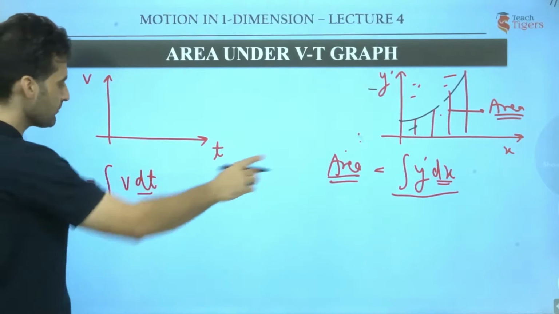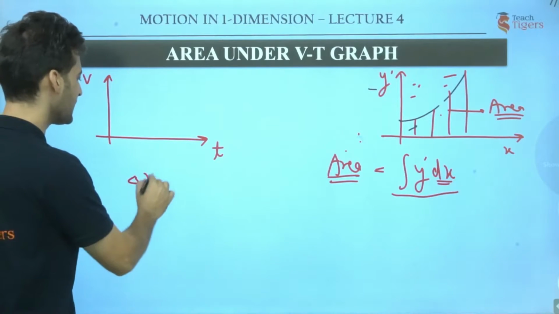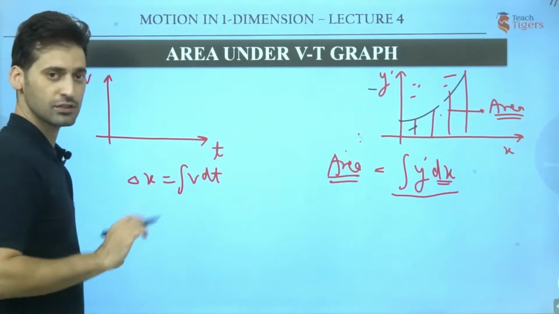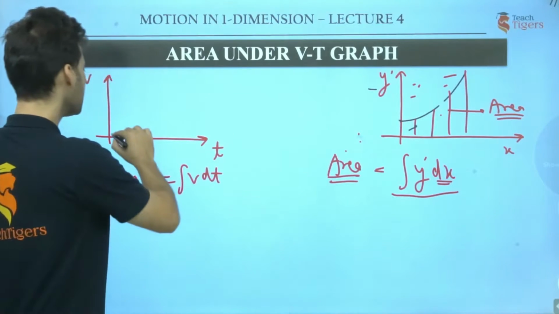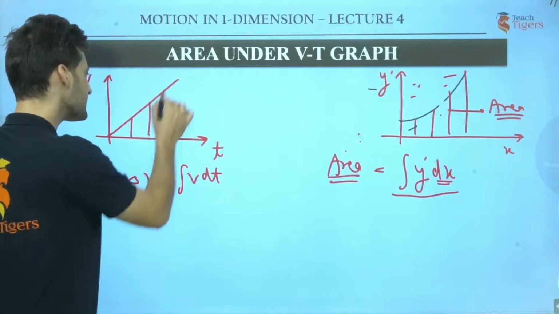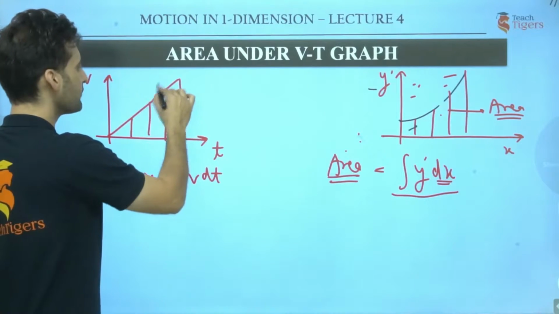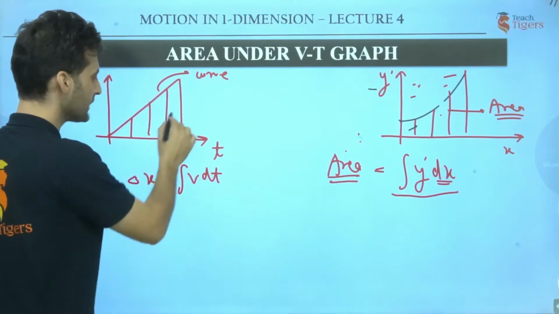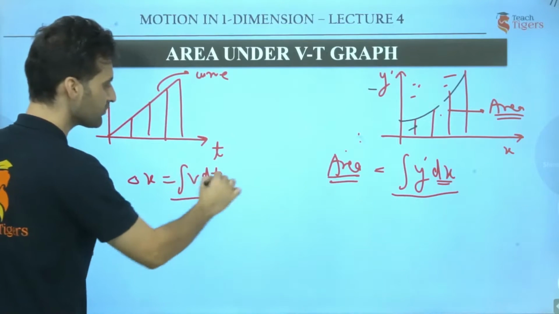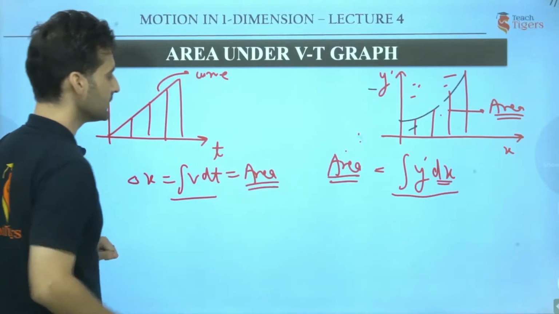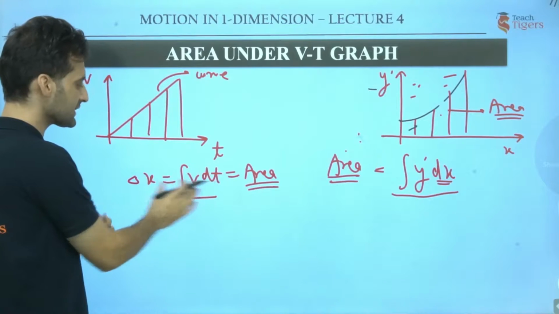Why? Because going by that formula, delta x equals v dt. If you compare both these formulas, you will understand. If I have a VT curve and I can calculate the area between the curve and the time axis, that area is nothing but the integral of v dt. And this integral of v dt is nothing but delta x.